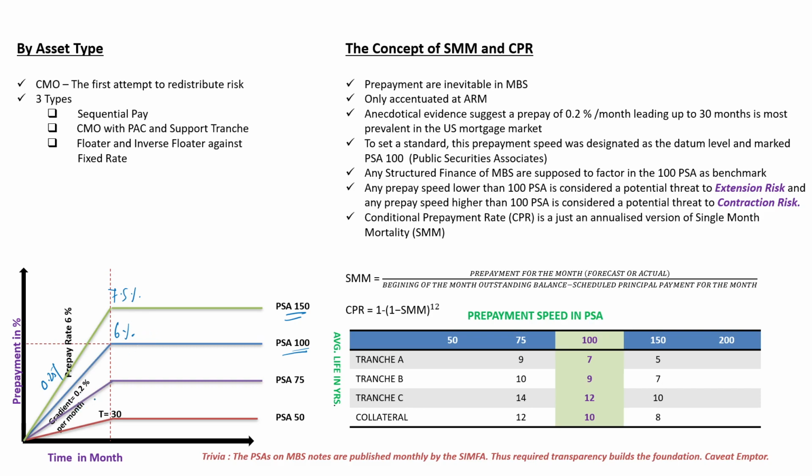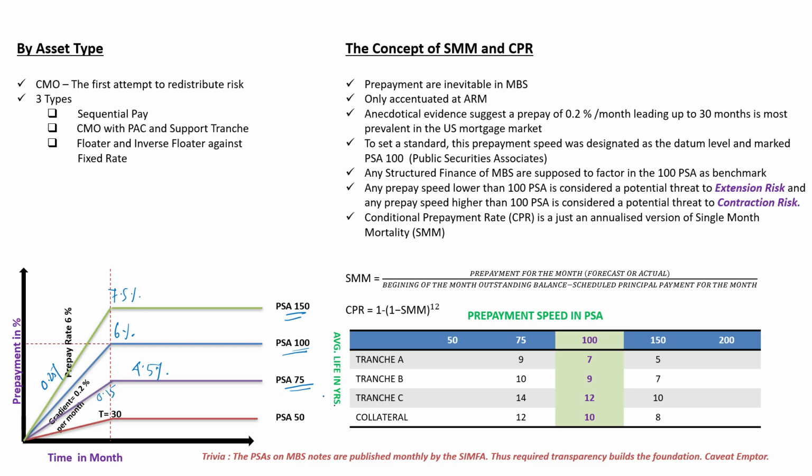Similarly, if the prepayment speed in the pool is less than 0.2%, let's say about 0.15%, then by the time it is month 30, the prepayment speed would have stabilized somewhere around 4.5% and would remain constant for the rest of the tenor of the outstanding principal in the pool. That is designated as PSA of 75. This is the structure which you need to understand. This is exactly how it happens.